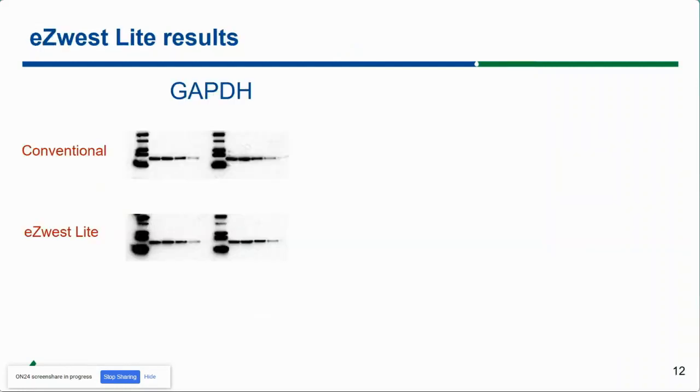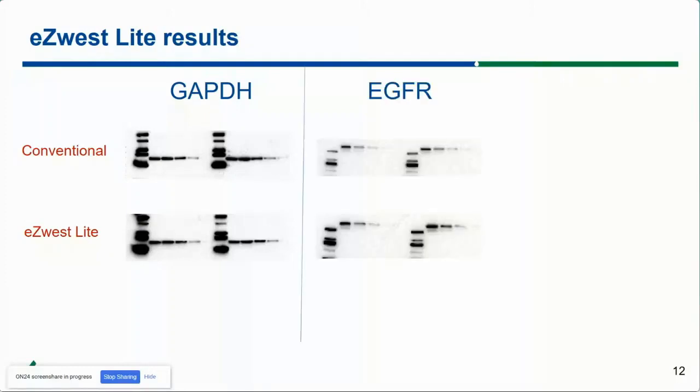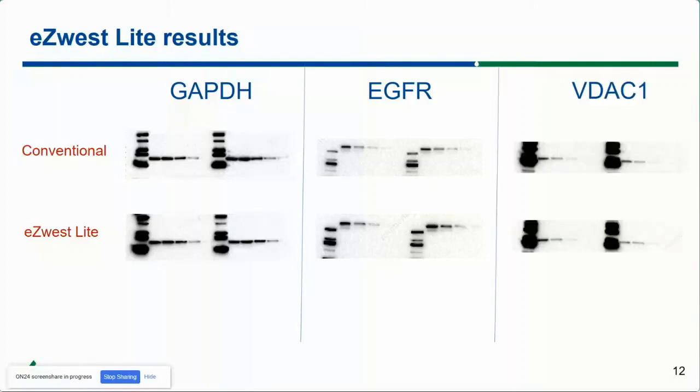Here are some results we have when comparing EasyOS Lite with the conventional protocol. One is using the housekeeping protein, GAPDH. As you can see, it's a very comparable result. Same goes for EGFR, a different target, and VDAC1. This one is a little bit lighter because the abundance of the protein is relatively lower. And so this is what we've done in our labs.